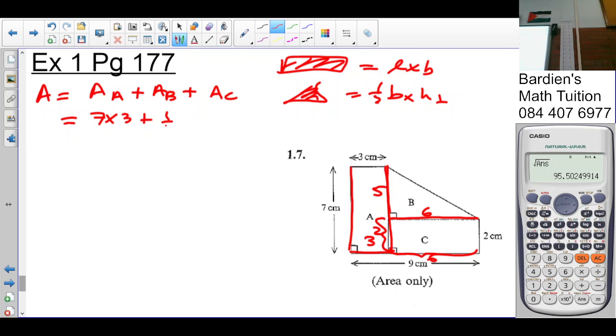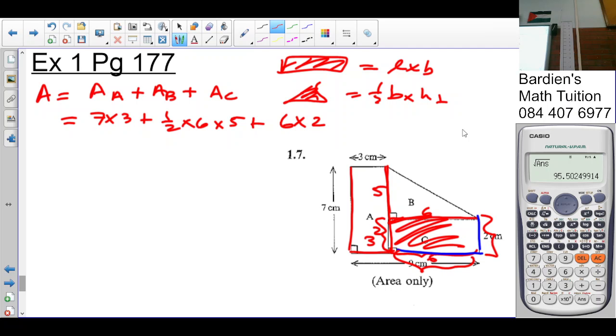So it's going to be half my base, which is 6, times perpendicular height, which is 5, plus the area of the shape here, which is going to measure 6 by 2. Nine, sir? Not 9, 6. Because if you're looking at shape C, that is your length and that is your breadth. You understand? So it's not 9. So it's going to be 21 plus 15 plus 12.